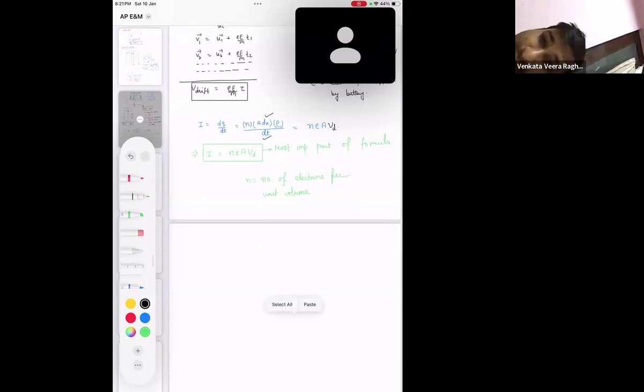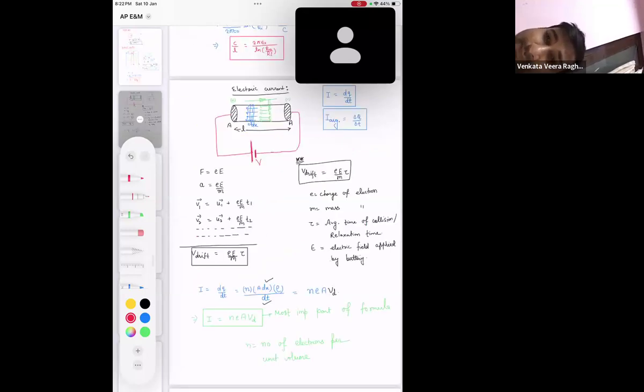Up to this part is clear? I equal to nEA, and what is the drift velocity we have calculated? e by m into tau E. See this expression: I equals n e square tau E A by m. And look at the electric field. Who is creating that electric field? It is created by the battery, and the electric field is created because of the potential difference across the conductor, right?